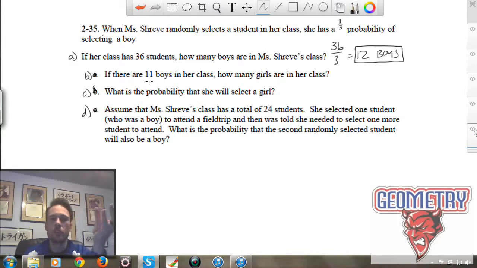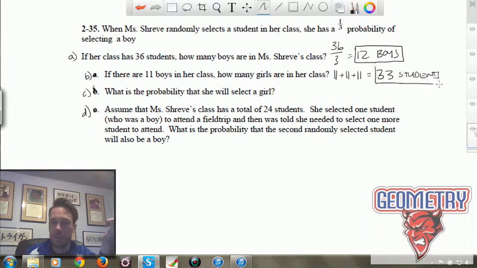So 11 boys represent 1/3 of the population, because it says she has a 1/3 probability of selecting a boy. So if the 11 boys are 1/3, then we can add another 11 for 2/3, and another 11 to finally get 3/3 for all the people in the class. And 11 plus 11 plus 11 is 33. So there are 33 students in this particular class.